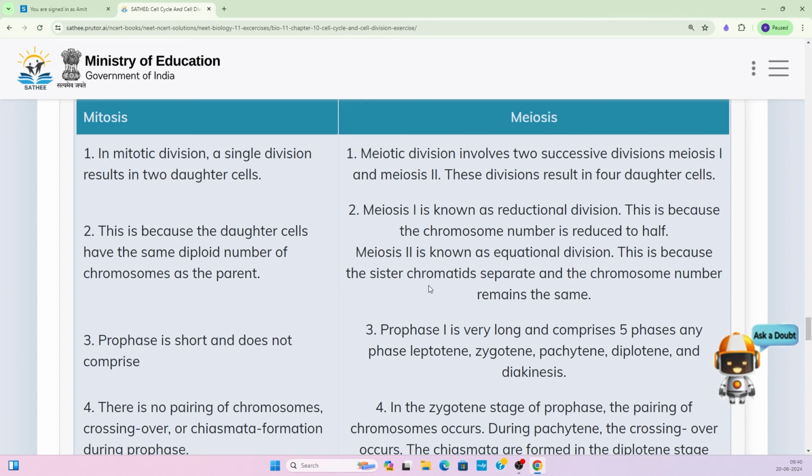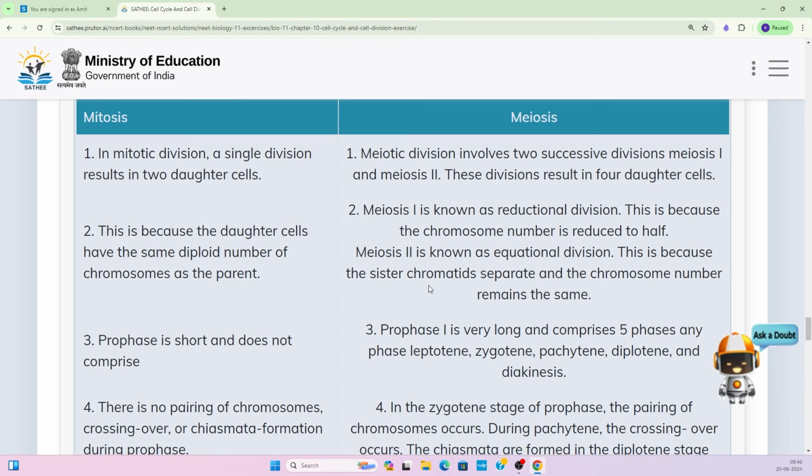Now, if we see meiosis, meiosis 1 is known as reduction division. Meiosis 1 is known as reduction division, and this is because the chromosome number is reduced to half. Suppose the cell undergoing meiosis has 12 chromosomes, then the new cells formed will have 6 chromosomes, half of the chromosome number. So this is because the chromosome number is reduced to half.